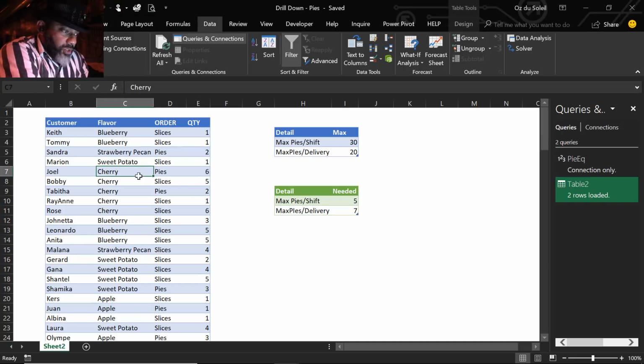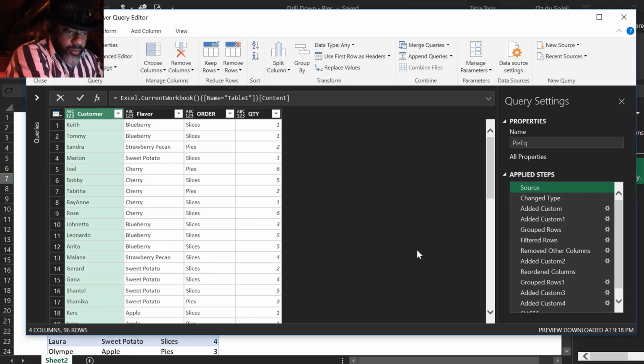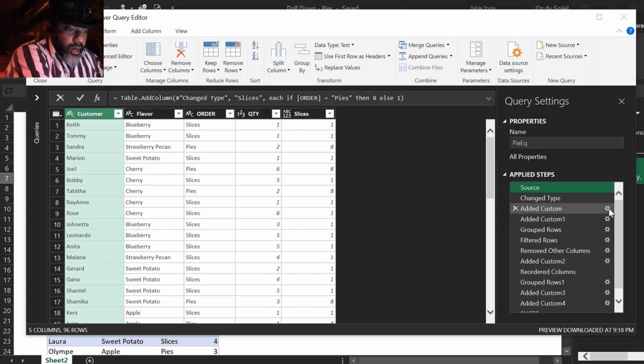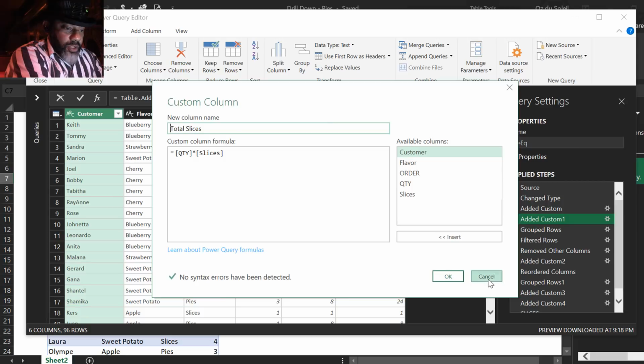We take the orders and we go into Power Query. This is our source data. I added a custom column because we need to convert everything into slices. So there's 8 slices per pie. So I'm trying to get a total number of slices. The quantity times the slices.